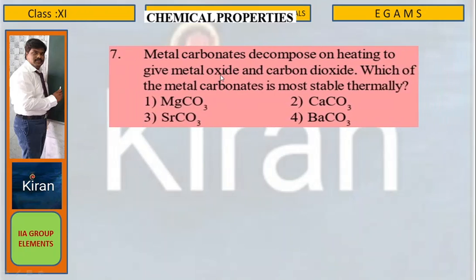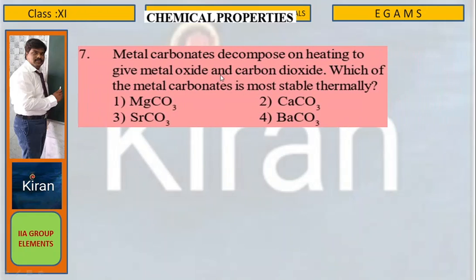Metal carbonate decomposes on heating to give metal oxide and carbon dioxide. Which of the metal carbonates is most thermally stable? Magnesium carbonate, calcium carbonate, strontium carbonate and barium carbonate. Carbonate stability I explained in the trends in the last class. Based on that, we will get the fourth option. As the size of the metal atom increases, the stability increases, that I explained to you. Go to option 4.